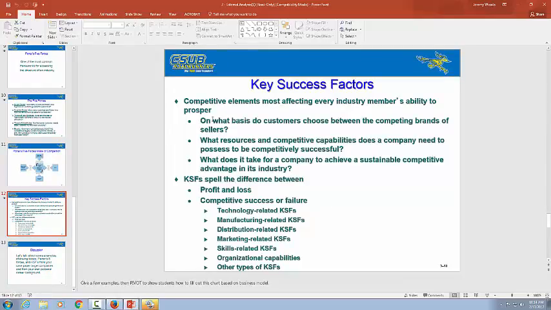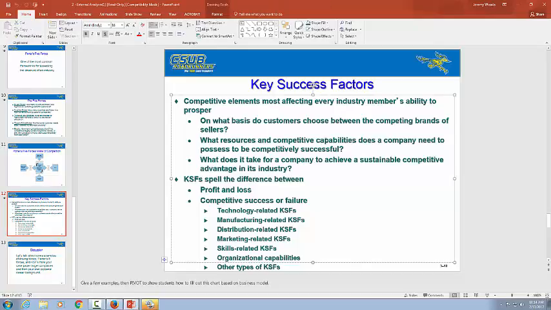So the key success factors are basically the same as the resources needed in your business model tool that you fill out in the beginning of the case analysis. So these are things that every company in an industry has to be good at in order to be able to be successful and prosper. So these are things like, on what basis do customers choose between competing brands? What resources and competitive capabilities does a company need to be completely successful? And what does it take for a company to achieve sustainable competitive advantage?